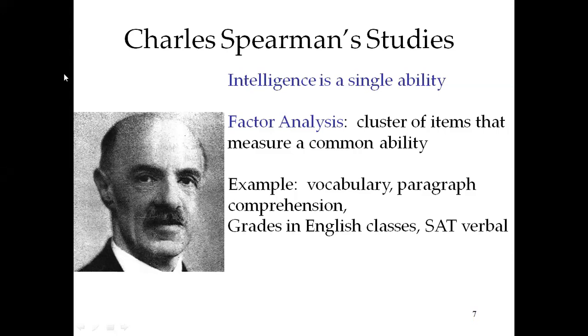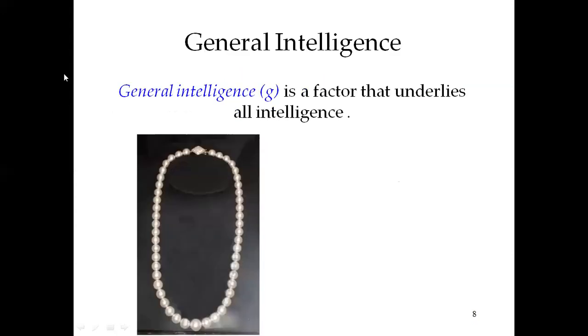So intelligence is a single ability, so what you need to do is you have to check the abilities, right? And also it is specialized in one subject area, right? And the other thing that came up by the next theorist was general intelligence. It's a factor that underlies all intelligence. That means general intelligence is the intelligence that is shared among every intelligence or subject area, right?